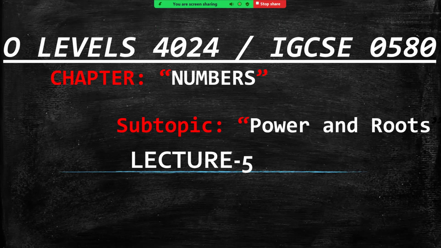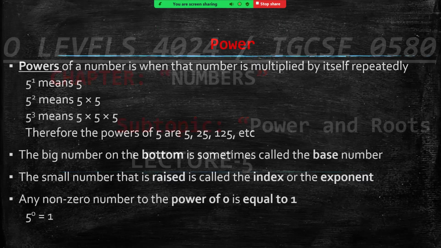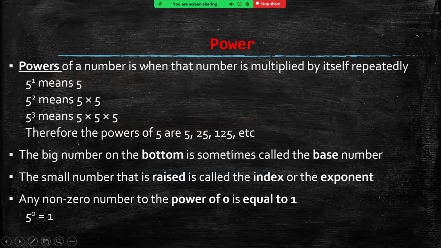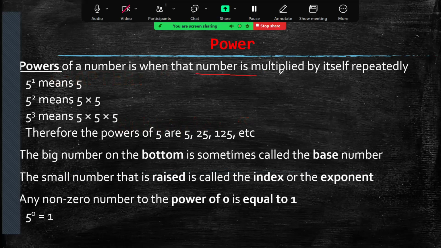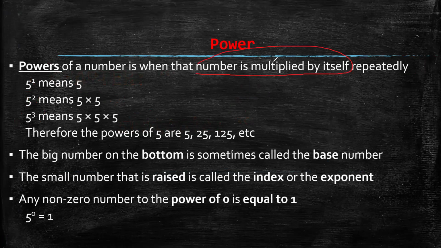So we have to continue with the chapter numbers. Today's subtopic is power and roots, lecture number 5. Starting with power, what is power? Power of a number is when the number is multiplied by itself. Very important: the number is multiplied by itself repeatedly. This is known as power.